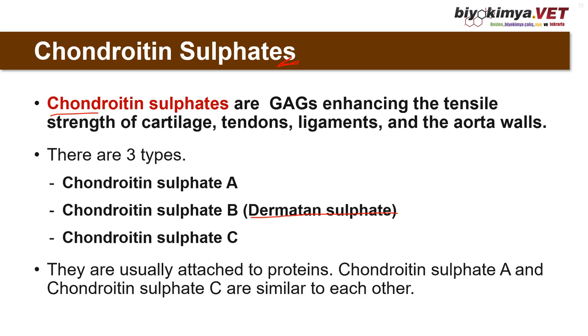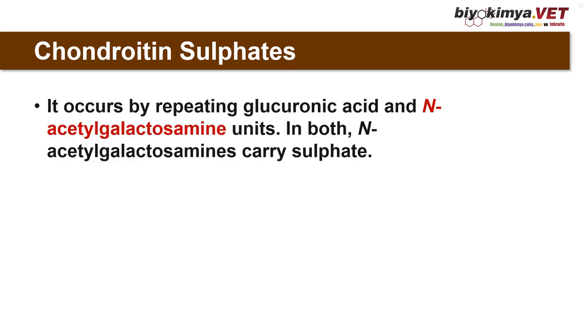And they are usually attached to proteins, as I said, in the form of proteoglycans. Chondroitin sulfate A and C are similar to each other. They occur by repeating glucuronic acid and N-acetyl galactosamine. Here we have the N-acetyl galactosamine.